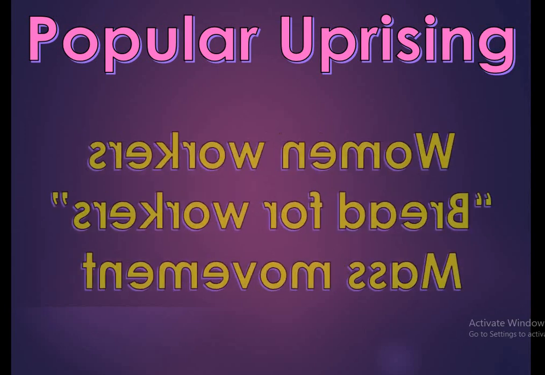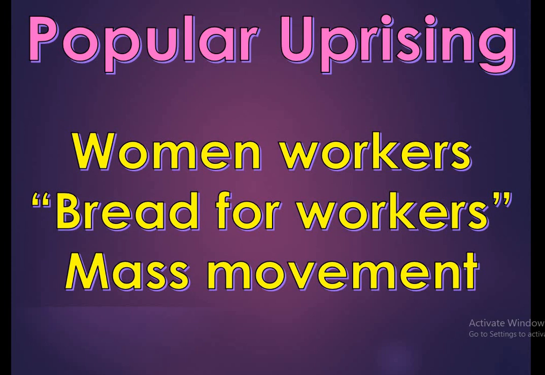Popular uprising. It was started by women workers. There was a short period when the women workers started this popular uprising. Why did all this happen? Because the Russian people were left with famine. So the women, having no other way, started to raise their voice against the Tsar government.